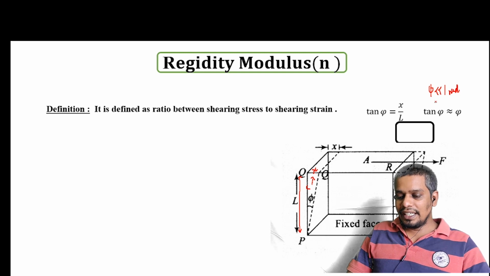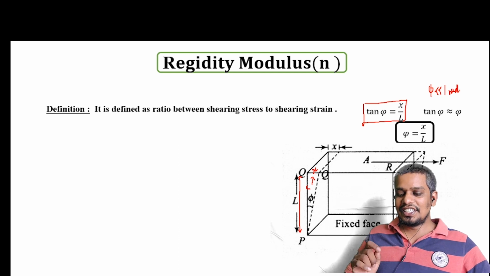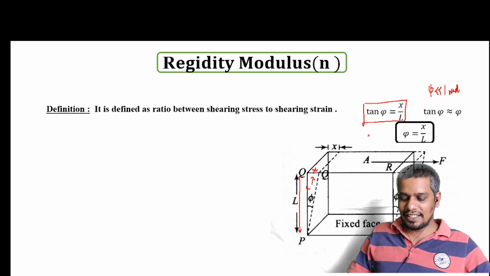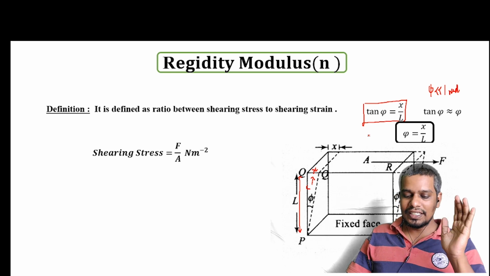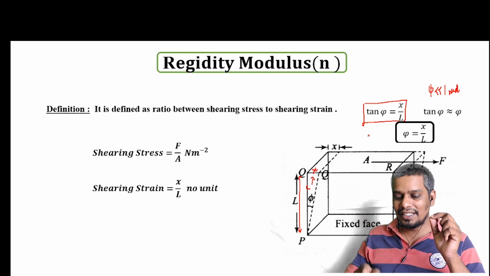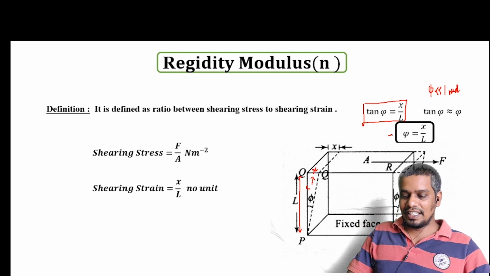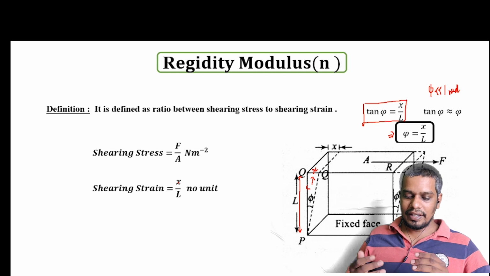Now we can rewrite this formula: tan pi for a small angle of deviation can be written as pi equals x by L. This is the shearing strain. We can call it the shearing strain. First we can give the definition for the shearing stress. Shearing stress is force per unit area, Newton per meter square. The shearing strain is pi, which is small x divided by capital L, as we just derived. It has no unit.